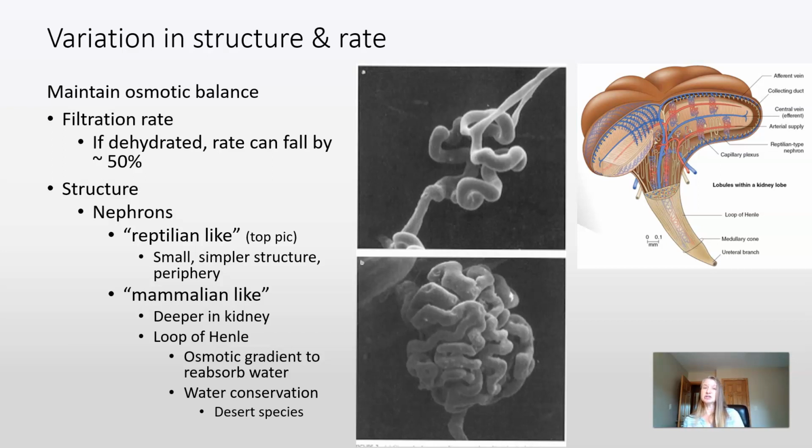So again, these are the short loop structures of nephrons and then these long loop ones. And again, there are different locations where these short and long loops occur within the kidney.